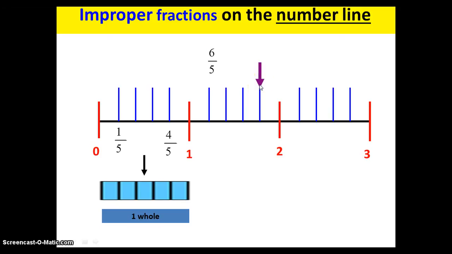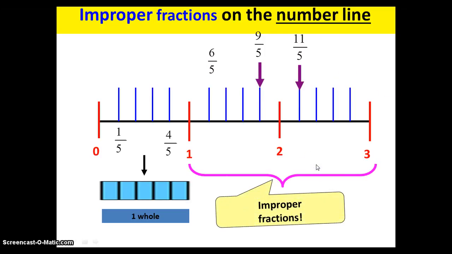So what is this number represented by the purple arrow? Yes, good. It will be 9/5. Okay, so we have 11/5 here. And it continues. These are all our improper fractions.